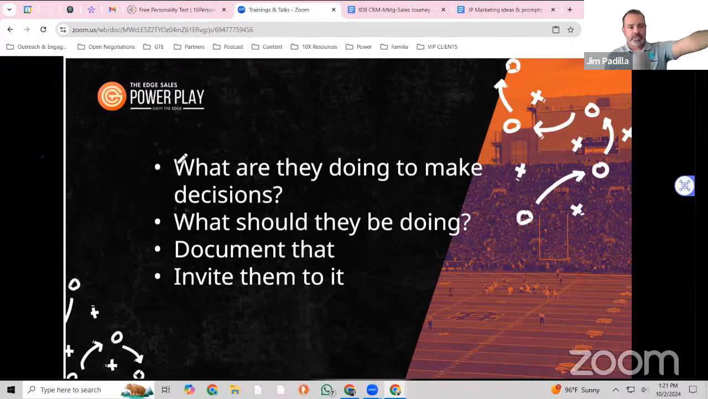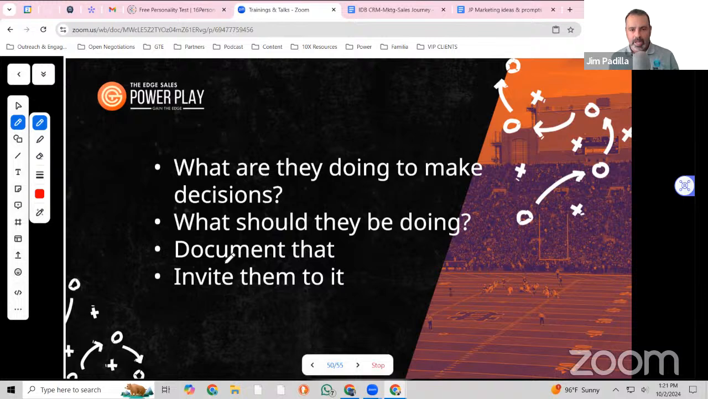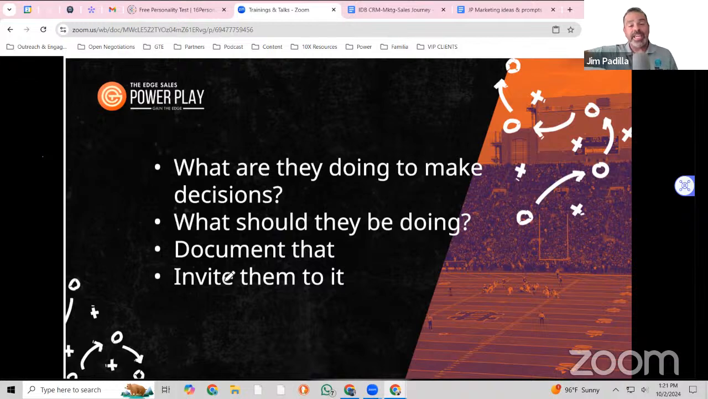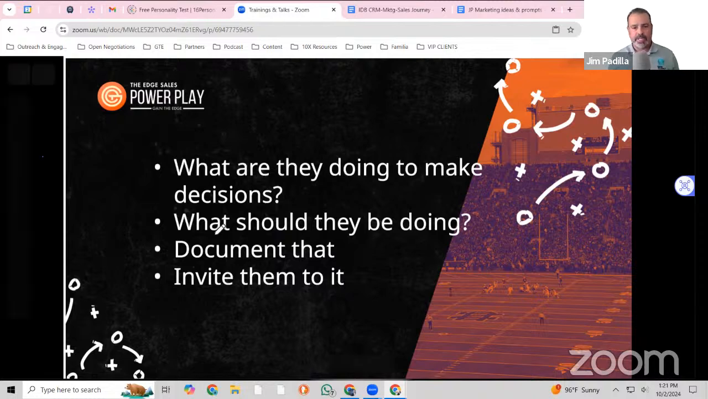You define the decisions that they're going to make, and then you document that process and you lay it out for them. Okay. As an example, I'm going to show you an example in just a second. So here's the key steps. What are the decisions they're making? You have to first identify what decisions they think they're making. What should they be doing in the decision-making process? And then document what that is, and then invite them into that process. And let me give you an example.